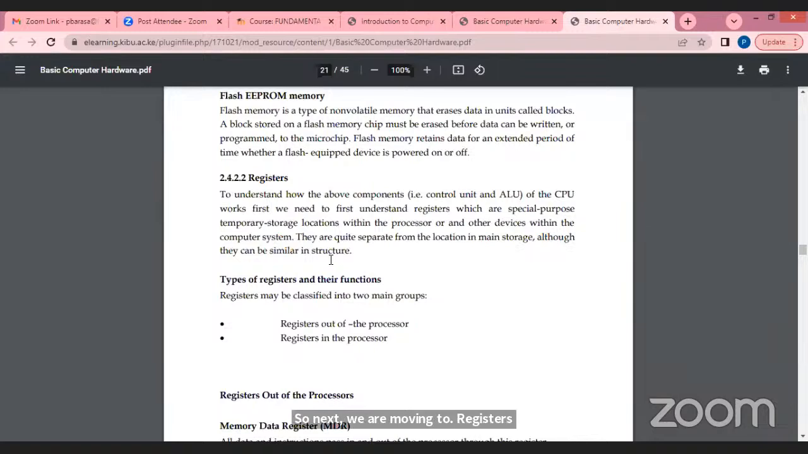To understand how the above components, i.e. the control unit and ALU of the CPU, work, we first need to understand the registers, which are special temporary storage locations within the processor and other devices within the computer system. They are quite separate from the locations in main storage, although they can be similar in structure.